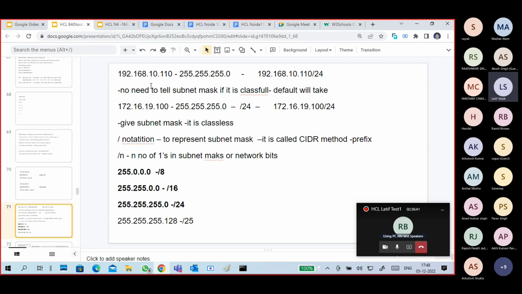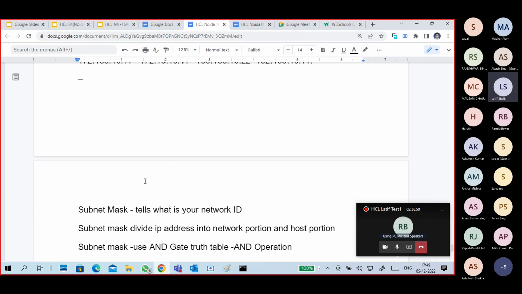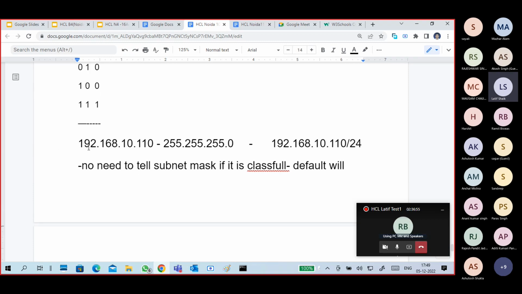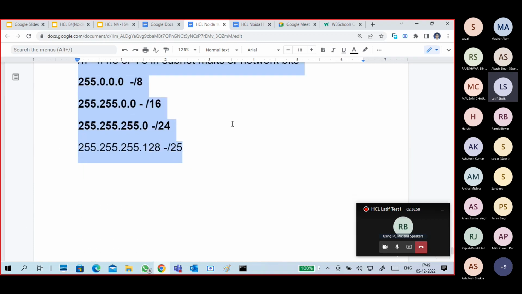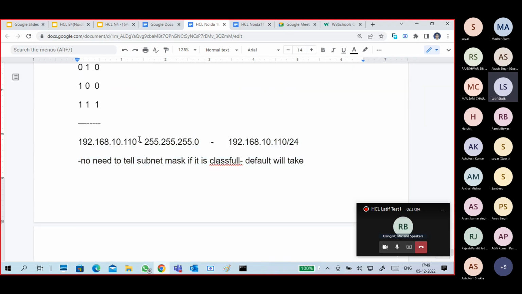So the next one is the subnet mask. When you are giving an IP address, compulsory you have to tell the subnet mask. When you are telling about your subnet mask, compulsory you have to give an IP address. And also we can represent the subnet mask with a slash. Generally, if you don't tell a subnet mask, it is generally the default subnet mask.